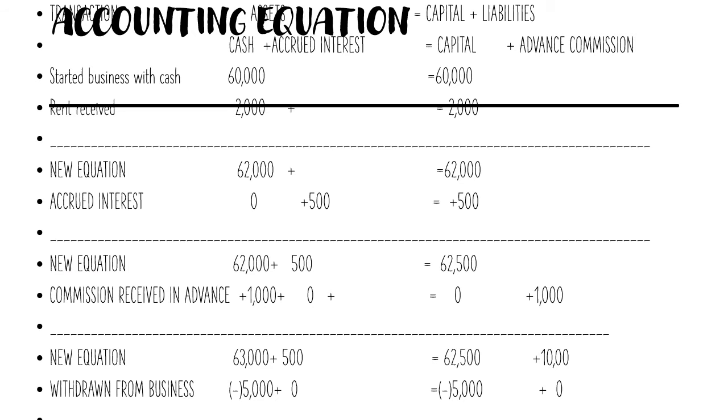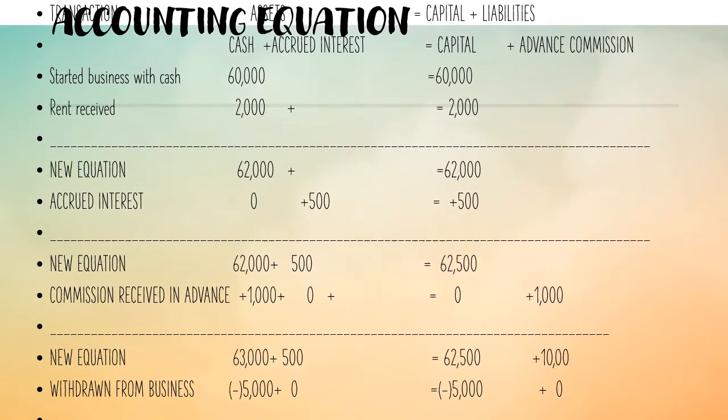Now let's see the accounting equation when income is received, or income is received in advance, or there is an accrued income. Okay. Now let's see the transaction here. So the first transaction is we started business with cash. You know, when business is started with cash, two accounts are affected. One is cash and the other is capital. We are having a cash of 60,000 added in cash, and capital also 60,000.